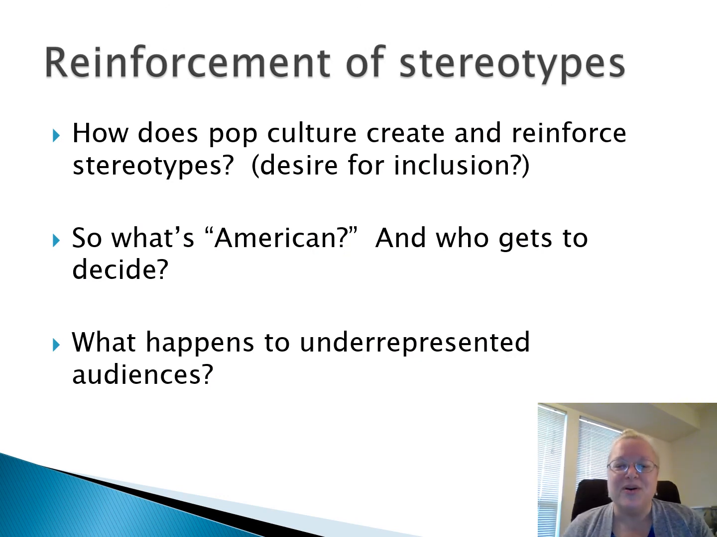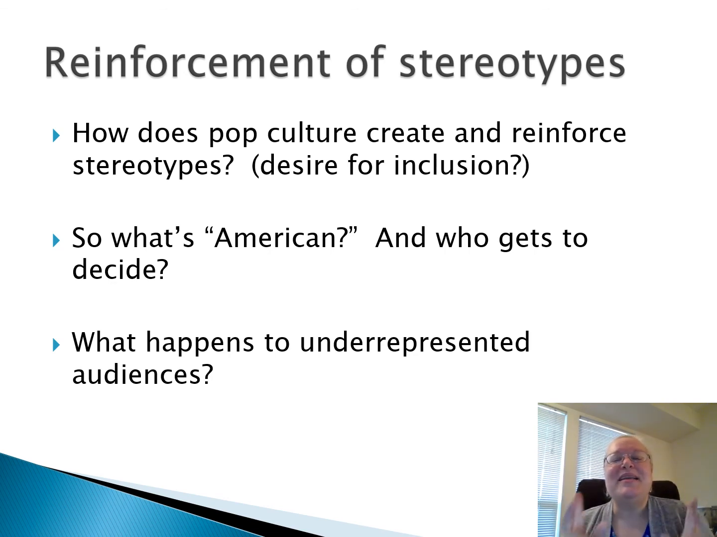Pop culture can create and reinforce stereotypes, and it can often do this by playing on our desire for inclusion. So we're given what is a stereotype of what an attractive woman should look like, what an attractive man should look like. And if we desire to be considered attractive, we're going to play into that, and it's going to reinforce the stereotype, right? So if you're told you need to wear this, you need to eat this, you need to buy this to be a fashionable, exciting person, we want to be considered exciting and fashionable. We have this desire for inclusion, so we're going to do it, and it becomes a self-perpetuating cycle.